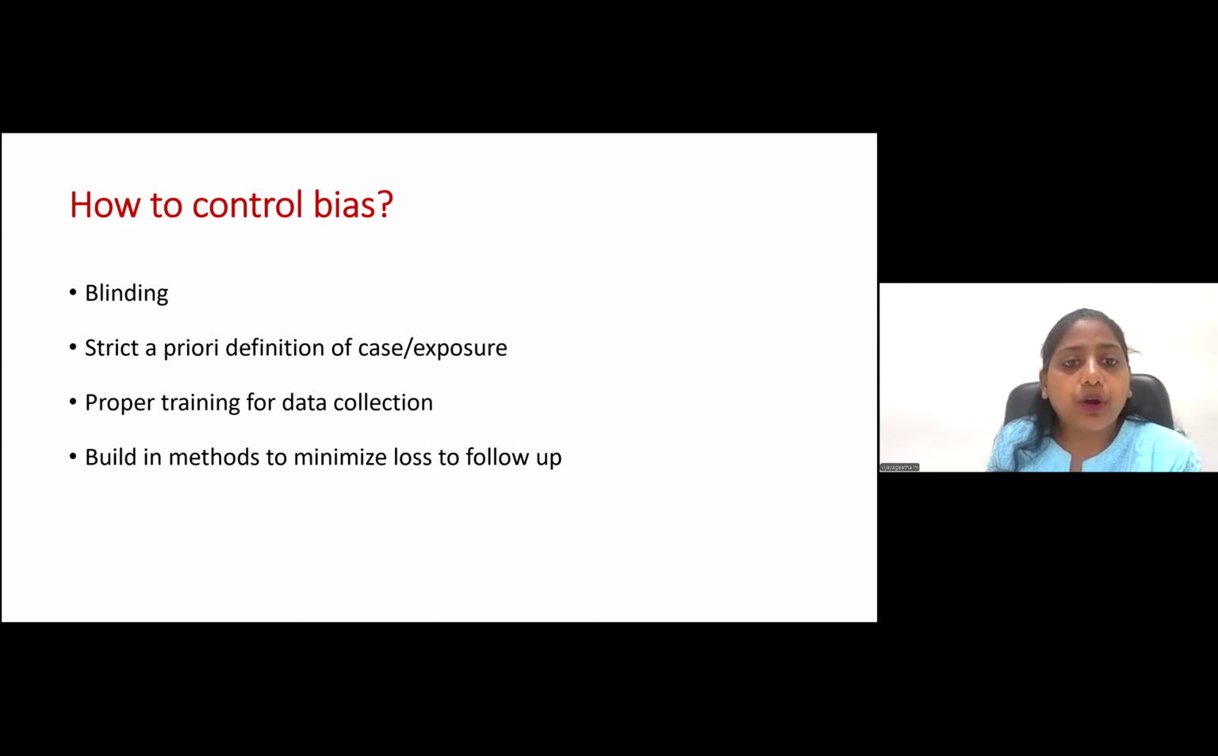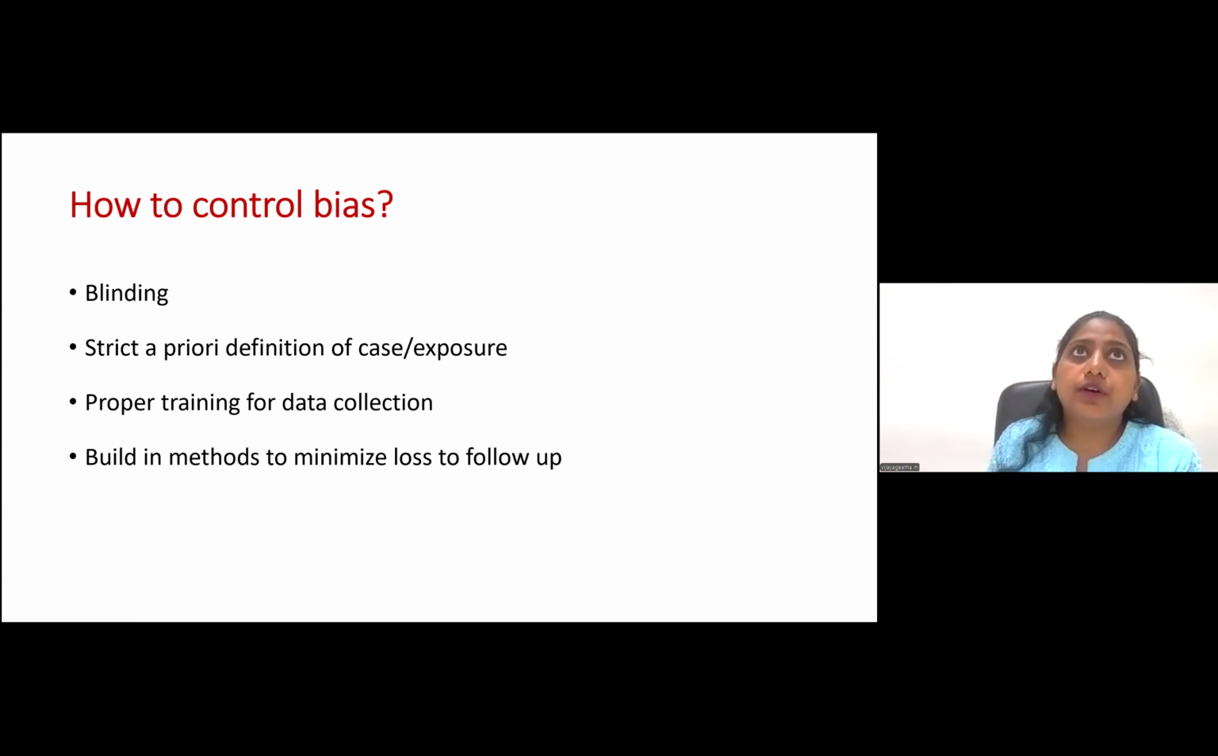Then proper training for data collectors is very crucial. A lot of measurements and a lot of questions are asked by the data collectors, and therefore consistency with the questions and consistency with the way the measurements are taken is very crucial. The next one is to build in methods to minimize loss to follow-up.